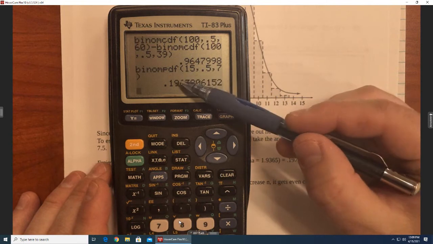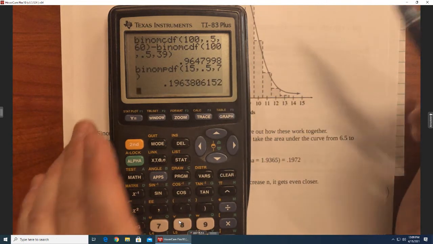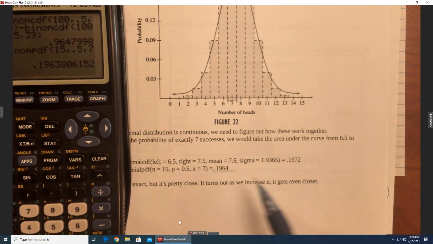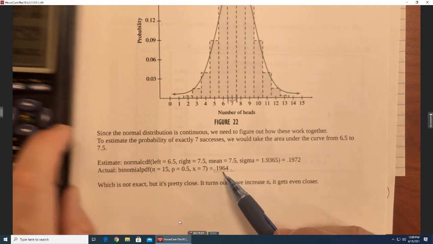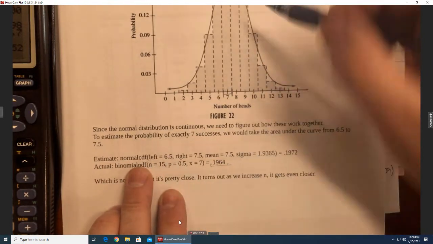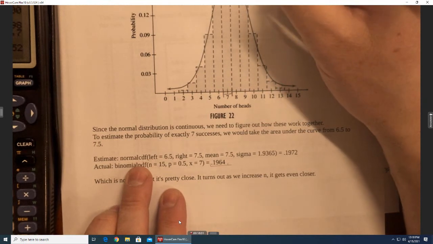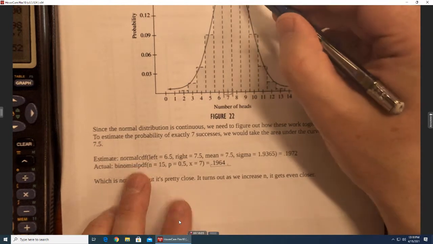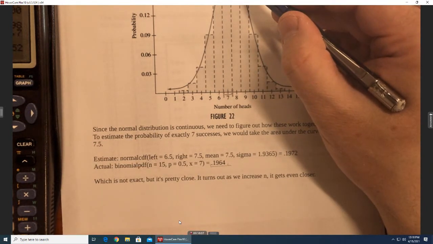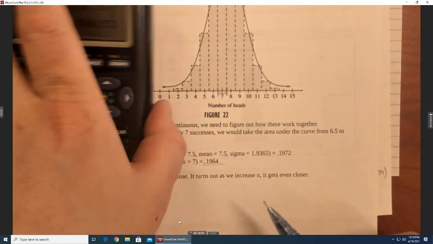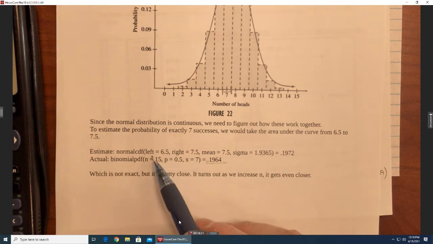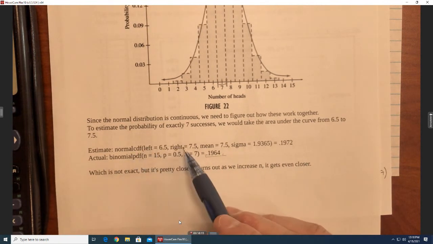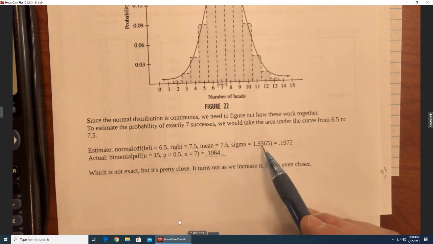We get 0.196386 whatever. So yeah, the 0.1964 is rounded to 4 decimal places. That's probably close enough. If we do the same sort of thing, going from 6.5 up to 7.5 with our normal distribution, I have it written here. Remember with the normal CDF, we do the left bound, the right bound, then our mean, then our standard deviation.